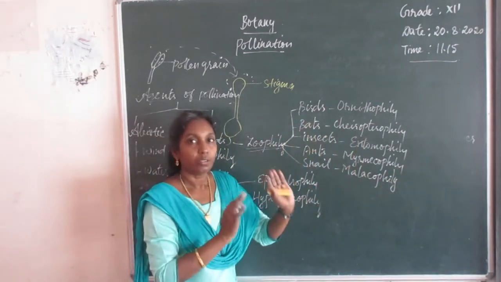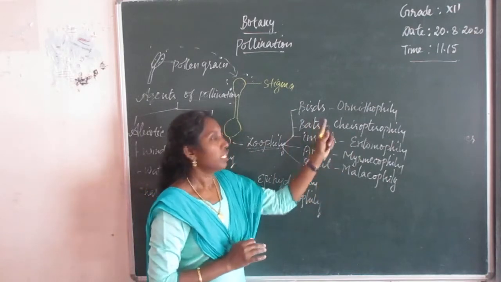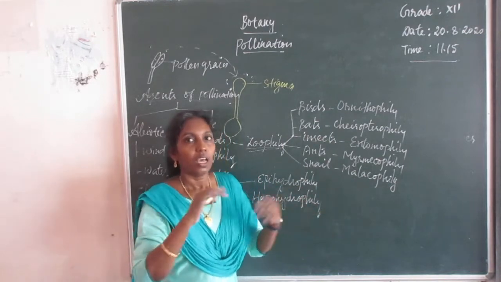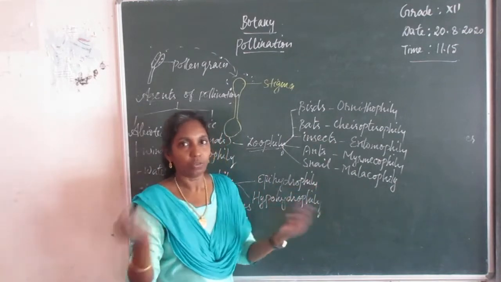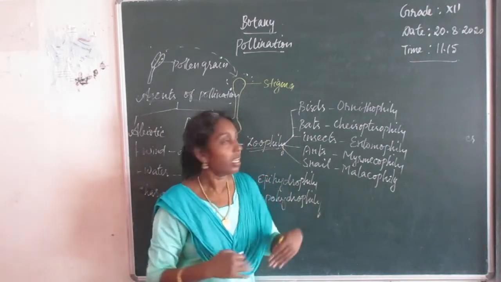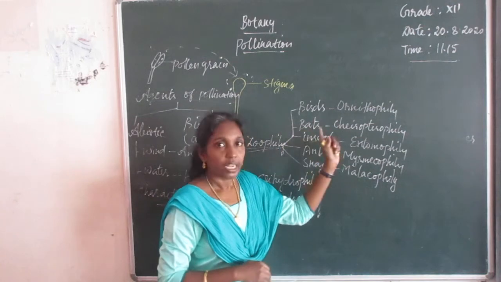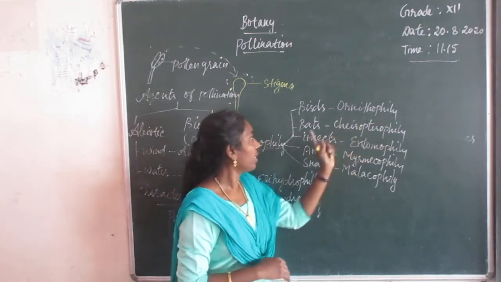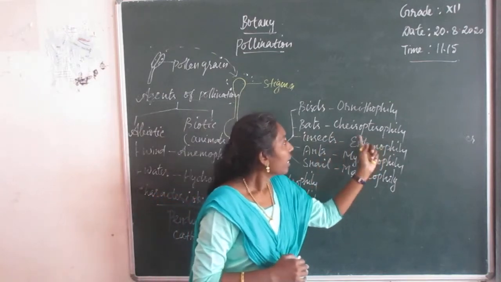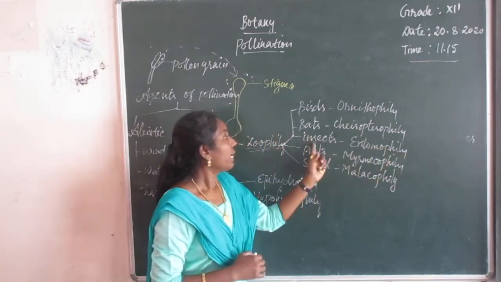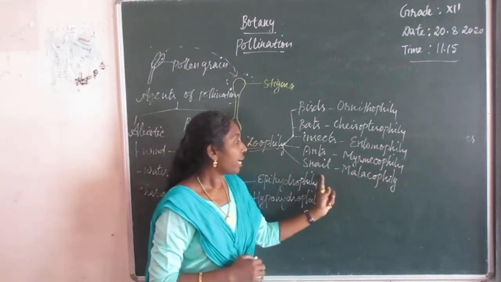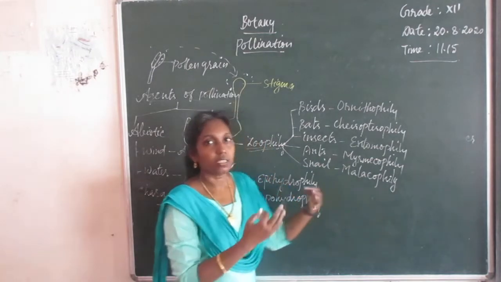All these are included as animals. Birds: you may see a number of birds visiting the flowers, moving from flower to flower, plant to plant, when they visit for sucking the nectar. So flowers pollinated by birds are called ornithophily. Bat pollinated flowers are called chiropterophily. Insects, entomophily. Ants, myrmecophily. Snails, malacophily. Let's see one by one.